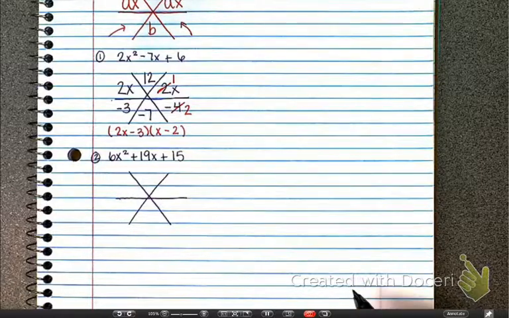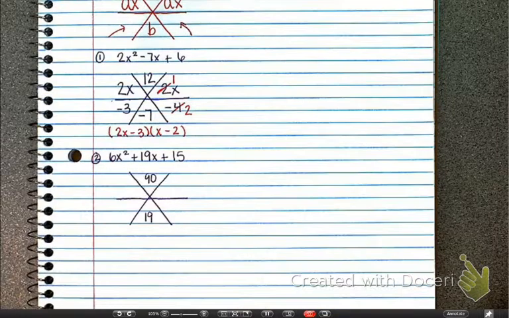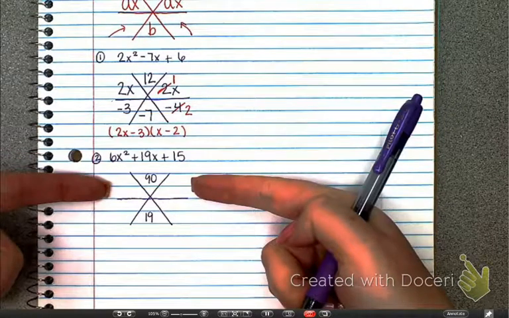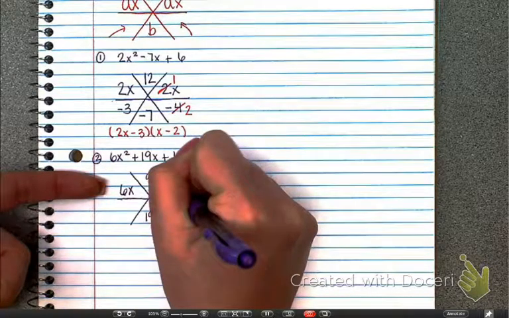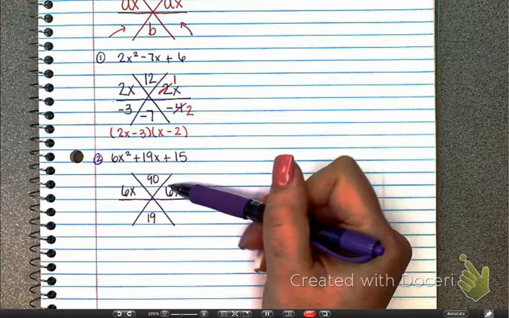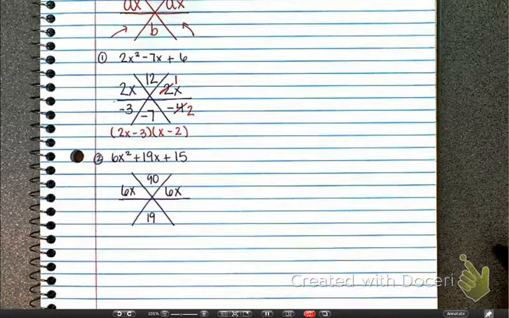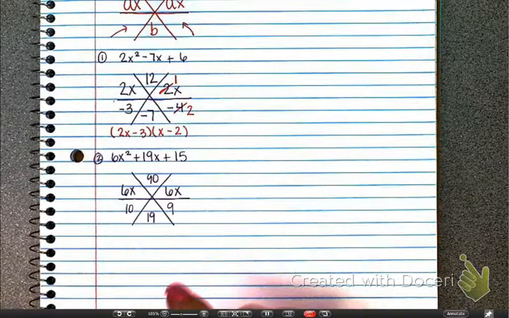So on top, what did you do? 6 times 15, which gave you 90. On bottom, you put 19. And then here, what did you put? 6x. Great. What two numbers multiply to 90 and add to 19? 10 and 9. 10 times 9 is 90. 10 plus 9 is 19.